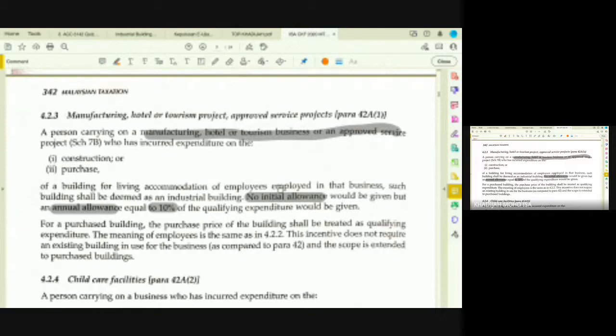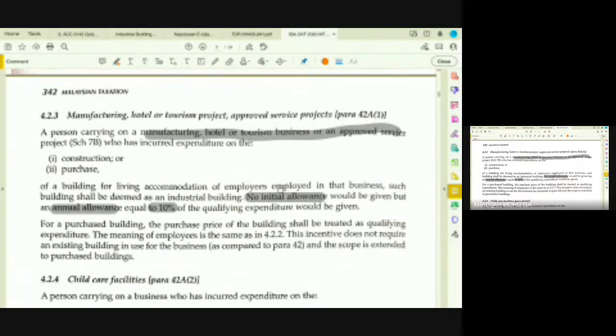So in this case, no initial allowance means that IA is 0%, but AA is 10%, right? Of course you don't have to remember all these things, but I want you to be aware that there are different types of industrial building that give you different tax rate, different initial allowance, different annual allowance. So you take note of that, right?